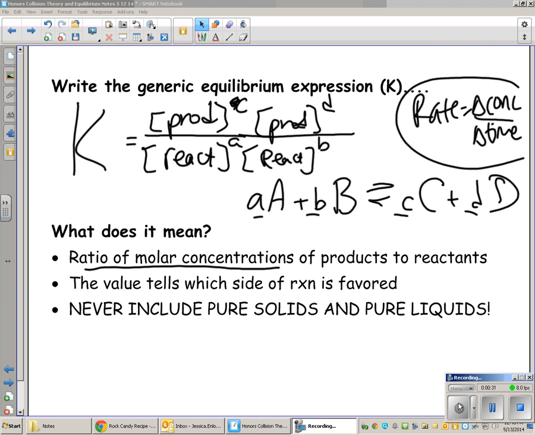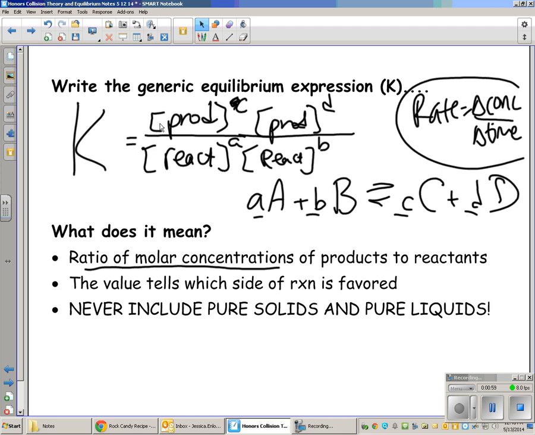What did we say about K? Is it greater than, equal to, or less than 1? Greater than 1. Why was it greater than 1? You're making the what bigger? The products, which is the numerator, right? So if the numerator is the larger number, that makes the overall fraction greater than 1. Math makes sense to us, yes? I'm not a math teacher. All right, so when the products are favored, you would say K is greater than 1.